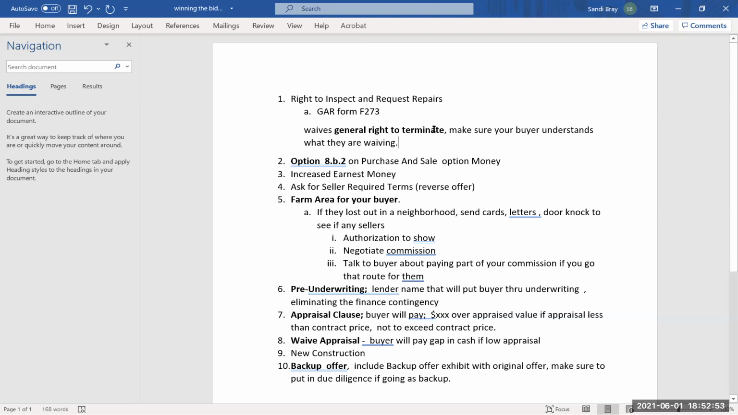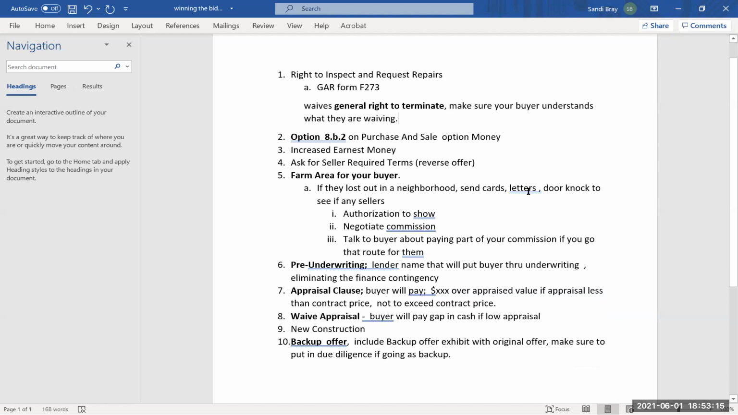Specific defects. Okay. Over there, but with the right to inspect and request repairs, which with an owner occupant you always want, you can only terminate within the bounds of that document. You can only do it if there's repairs needed on specific items. Okay. And so you just want to waive that general right to terminate if it's a competitive market. That just makes you a little more appealing.